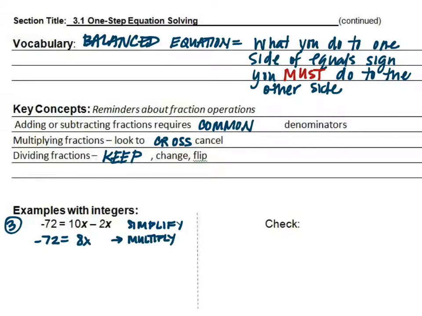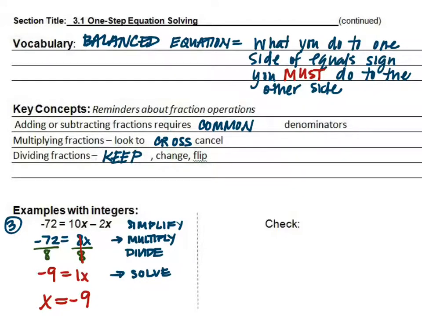Here we notice that what's happening between the variable and the coefficient is it's being multiplied. So the inverse of multiplication is in fact division. I'm going to want to divide both sides by 8. So when I divide both sides by 8, I'm going to get 1x. And a negative divided by a positive gives me a negative answer. So I'm going to get a negative 9 is equal to 1x.